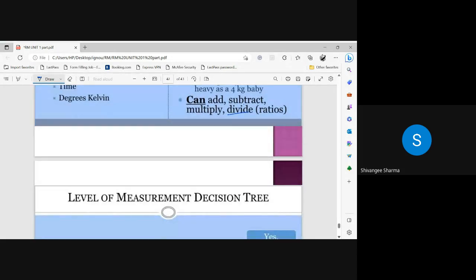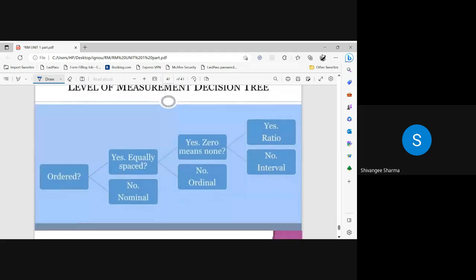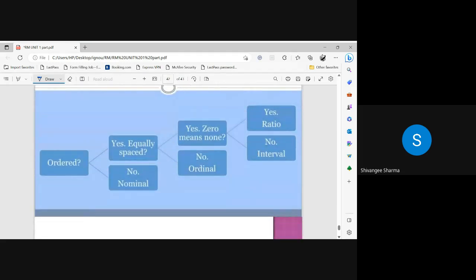The four levels of measurement in research methodology: nominal, ordinal, interval, and ratio. I hope this is clear. Sometimes it becomes difficult to identify whether the variable you are studying is nominal, ordinal, interval, or ratio. So you can go through this check.